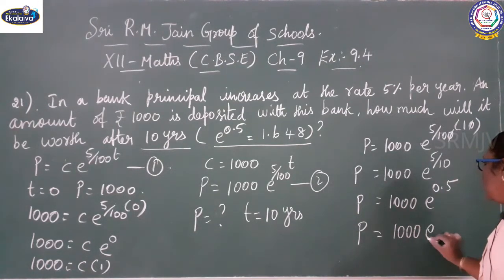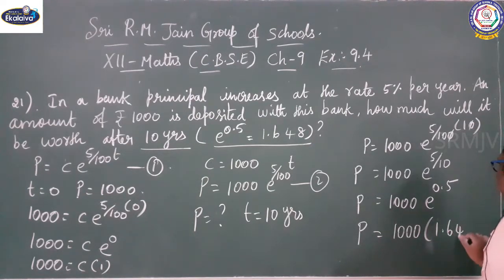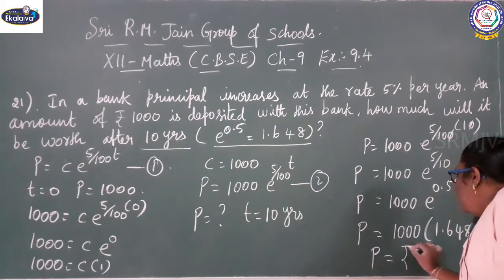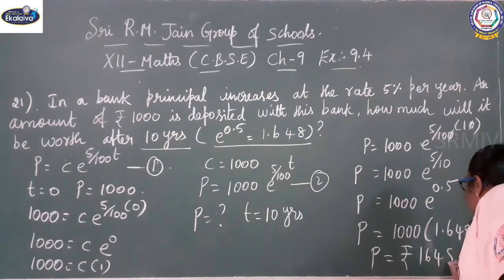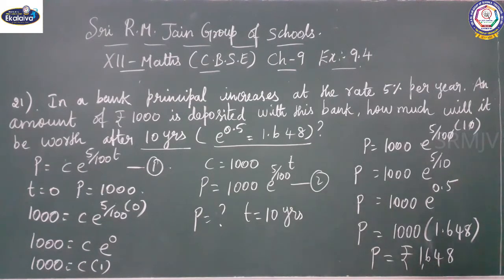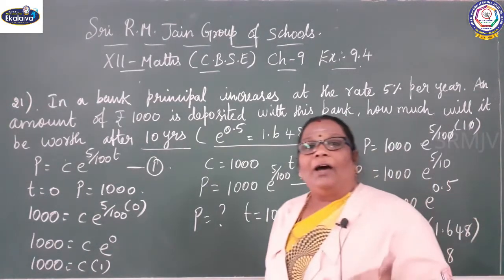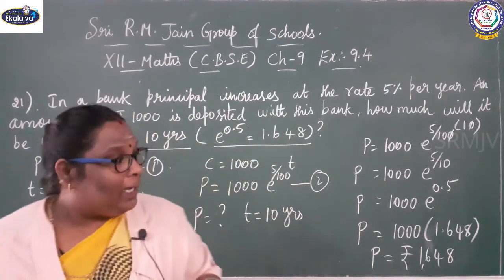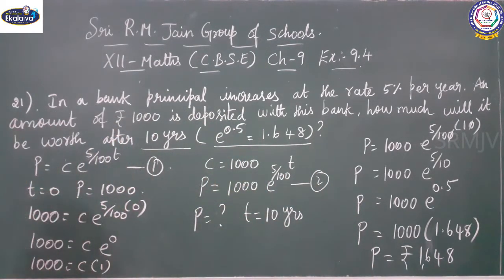1000 into e power 0.5. The value is 1.648. When you multiply this value, principal equals rupees 1648 at the rate of 5% interest. When you deposit 1000 rupees, after 10 years, this is a fixed deposit, you will be getting the amount of 1648.